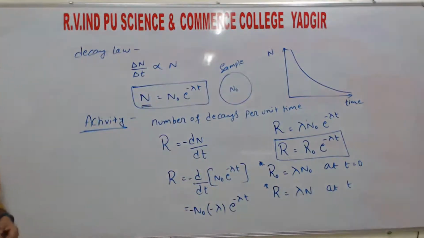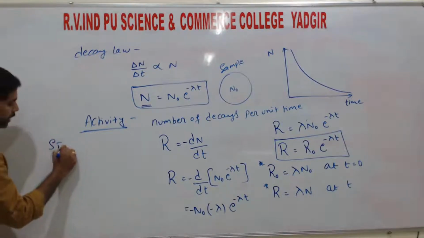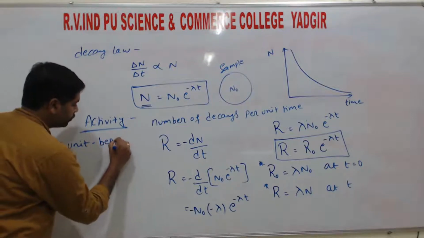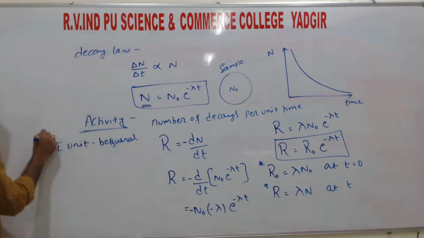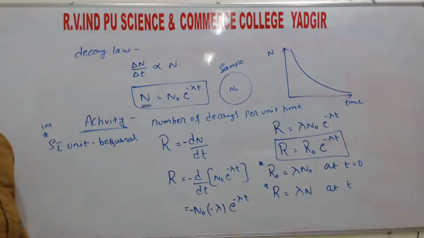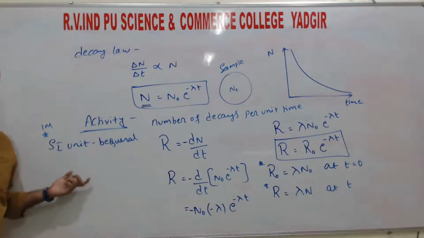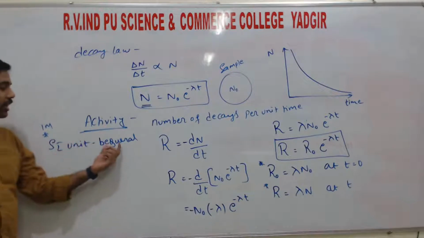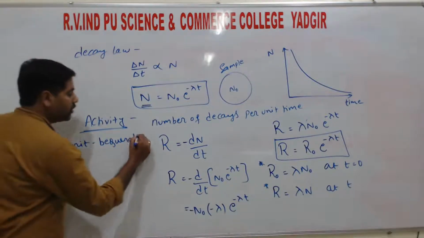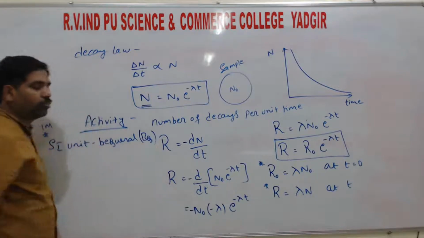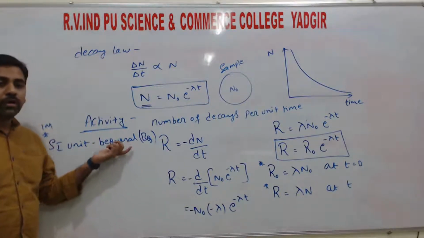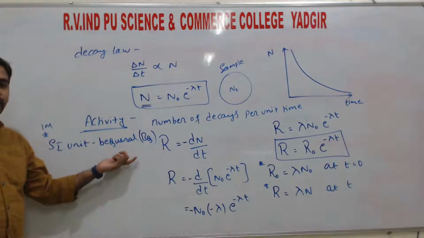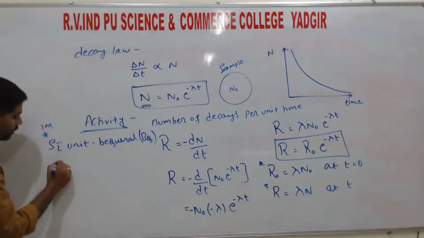So this is about the activity, and the SI unit of activity is becquerel. This is important for 1 mark questions. They asked it in the previous year, right? What is the SI unit of radioactivity, or simply they ask the activity? So the SI unit of the activity is becquerel, which can be written as Bq. It is named after Henri Becquerel, who first discovered radioactivity, so the unit of the activity is becquerel, right?